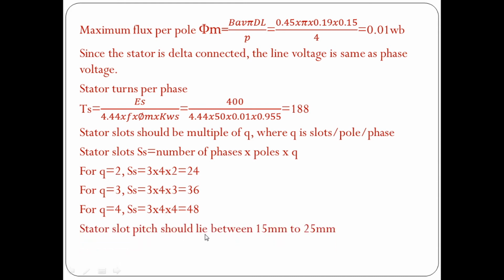Stator slot pitch lies between 15 mm to 25 mm. So when you are studying the theory part of the stator slots, it is given that stator slot pitch should always lie between 15 mm to 25 mm. So not more than or less than that value. So based on that, we have to calculate the number of stator slots.